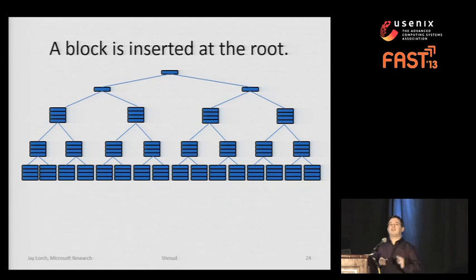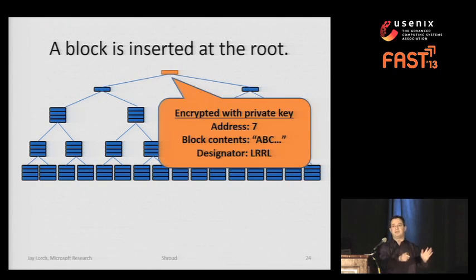When the coprocessor wants to insert data, he'll insert a block at the root. He's going to hand the adversary a big blob of encrypted bits containing the address of the block, the contents of the block, and something called a designator that we'll talk about more later.